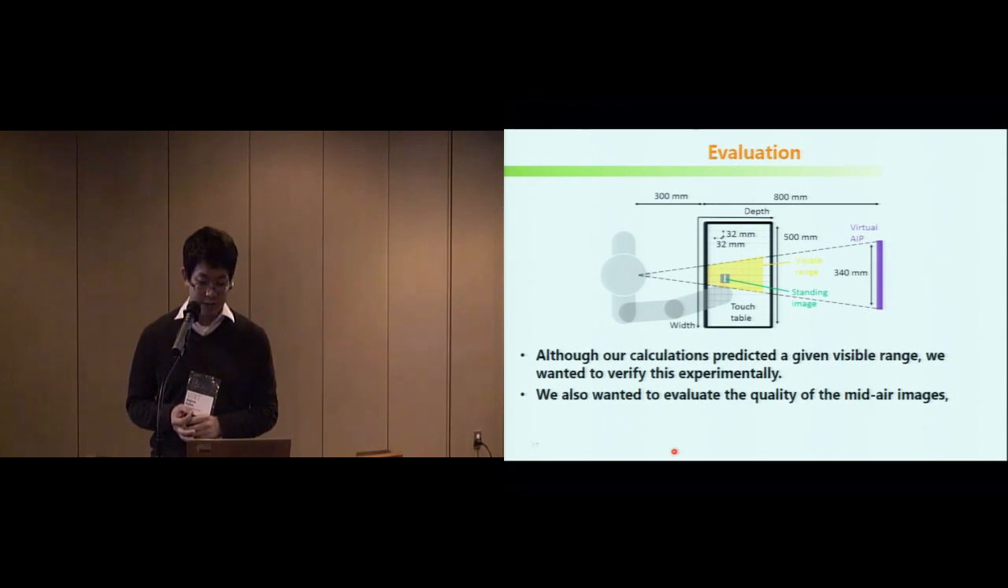Although our calculations predicted a given visual range, we wanted to verify this experimentally. We also wanted to evaluate the quality of the mirror image, given that we use an inclined AIP that could reflect undesirable light, and our light source moves with regard to the AIP plane, and as such, the luminance of the generated mirror image may be affected.